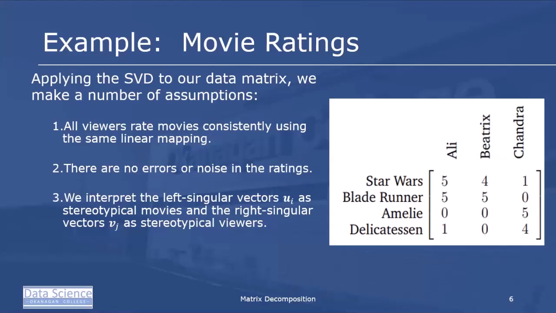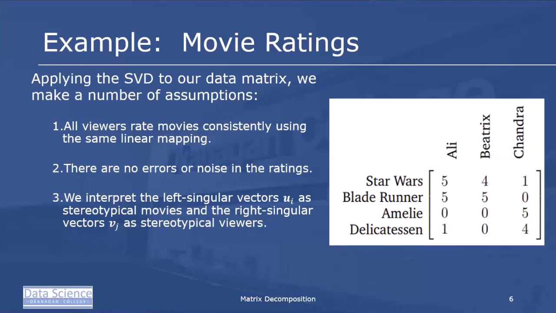Applying a singular value decomposition to our data matrix makes a number of assumptions. One, all viewers rate movies consistently using the same linear mapping. Two, there are no errors or noise in ratings. And three, we interpret the left singular vectors U_i as stereotypical movies and the right singular vectors V_j as stereotypical viewers.